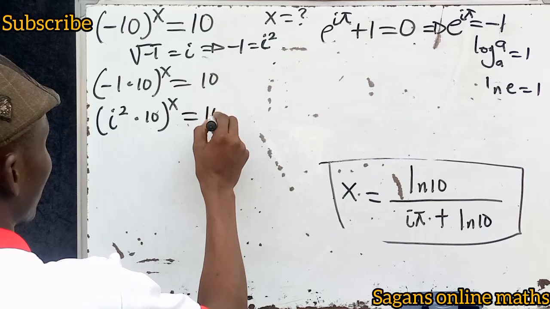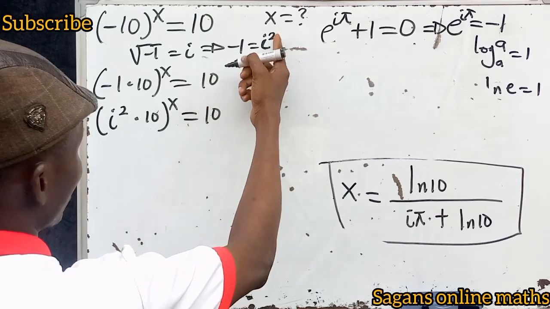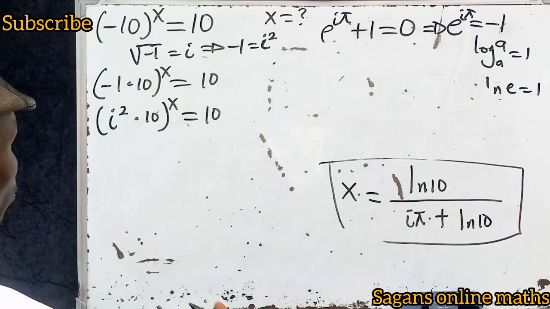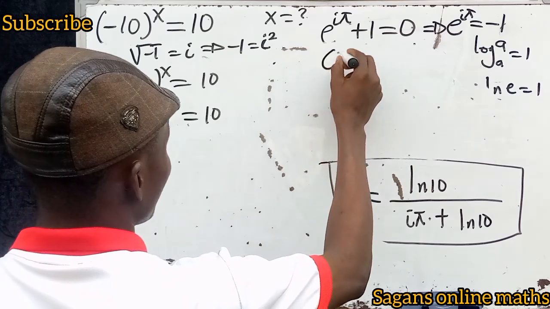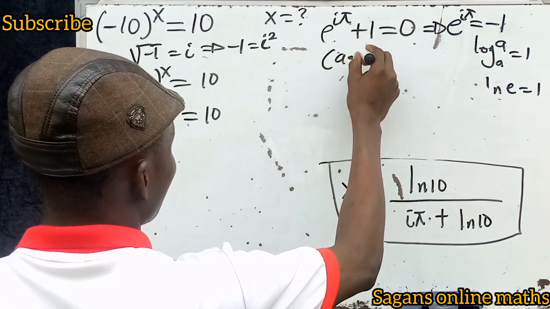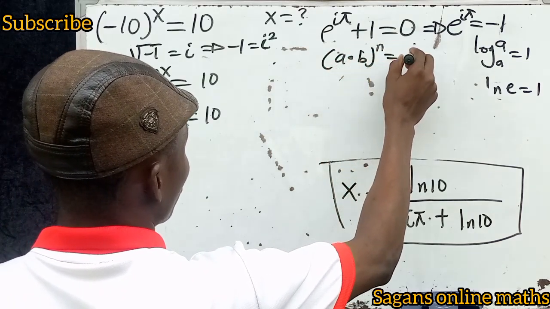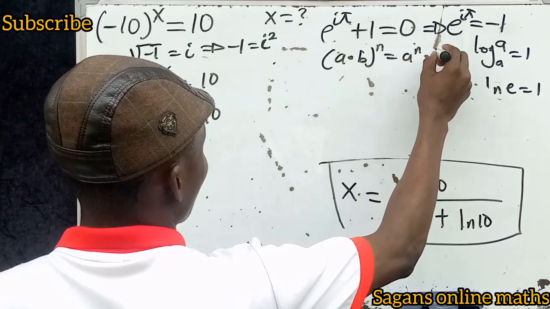So x equals 10, right? You can see that minus 1 is equal to i squared. Now, by obeying the properties of indices, if you have a multiplied by b, all to the power of n, it is equal to a to the power of n multiplied by b to the power of n.